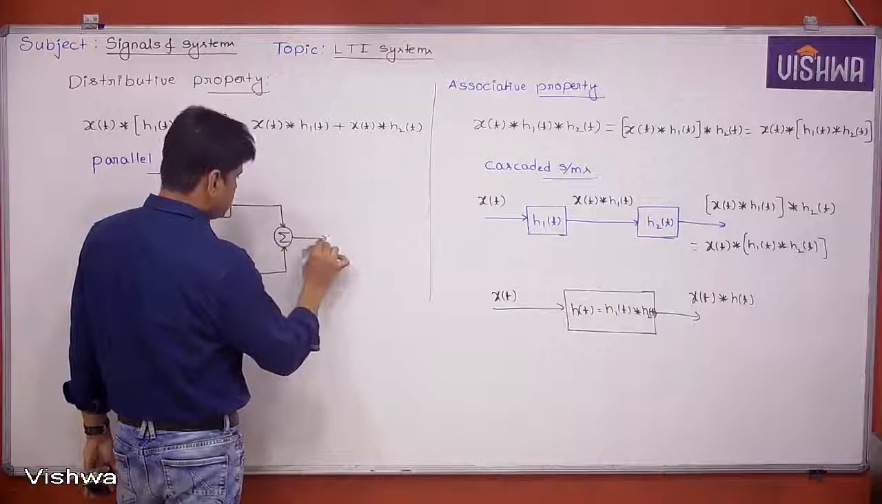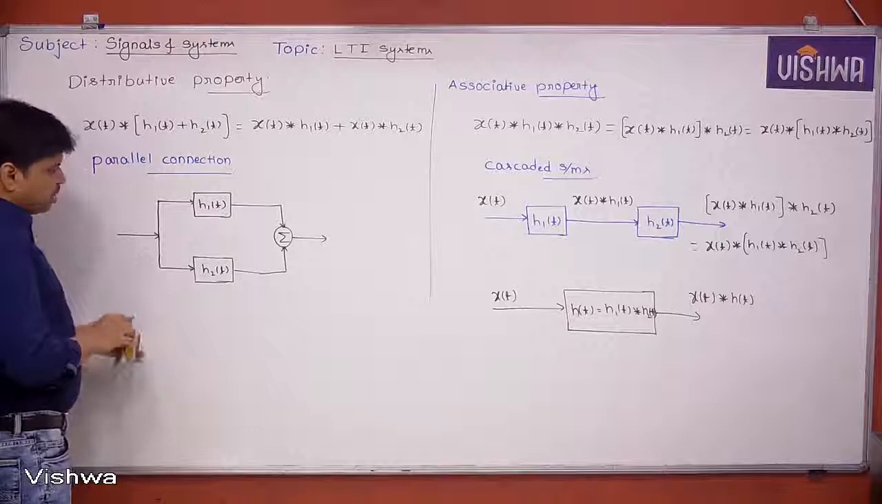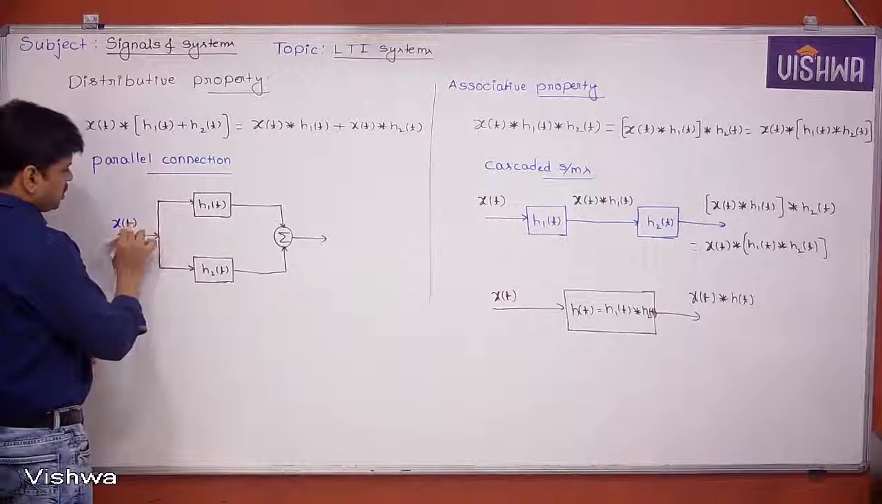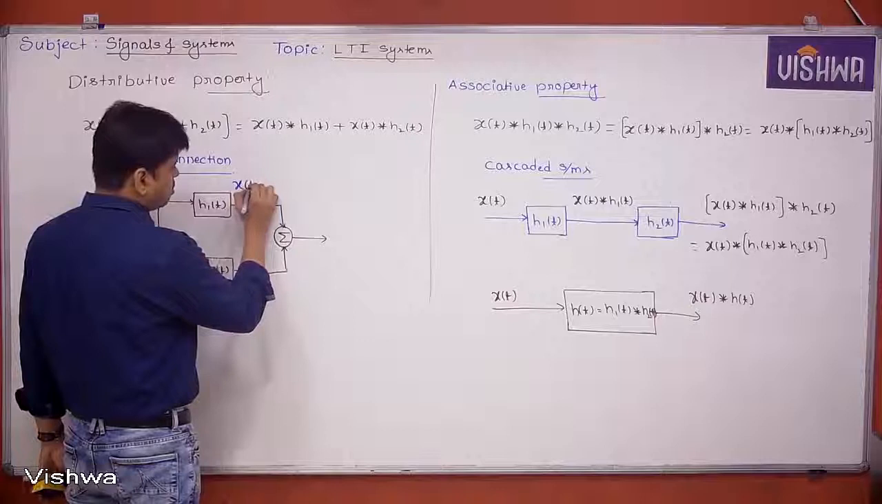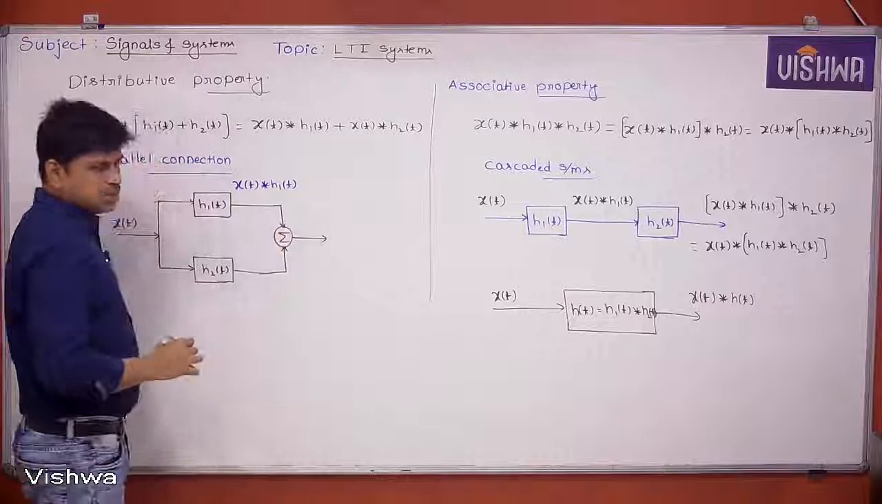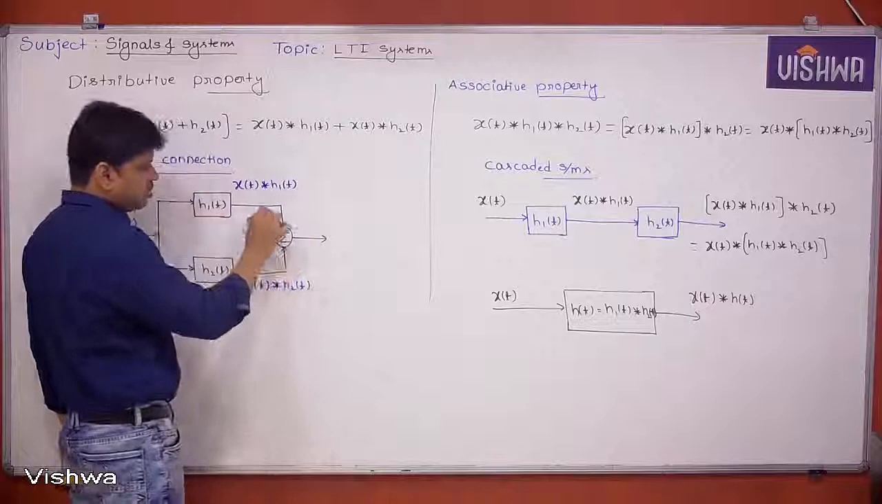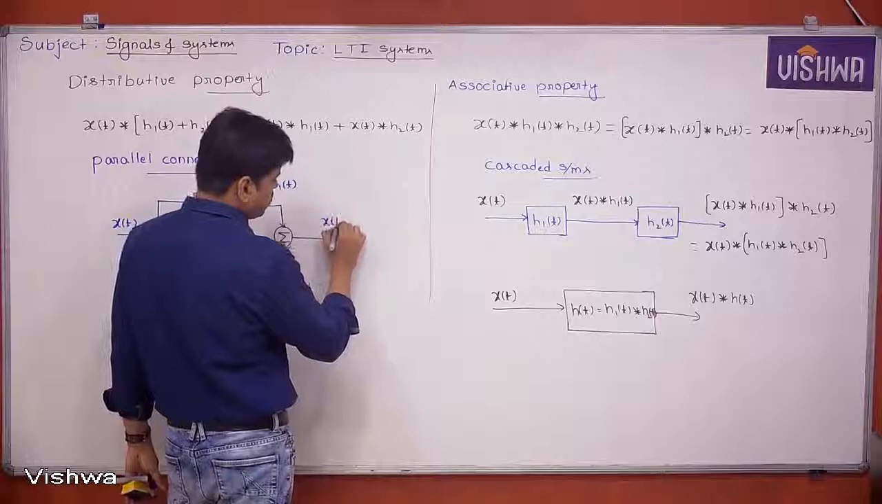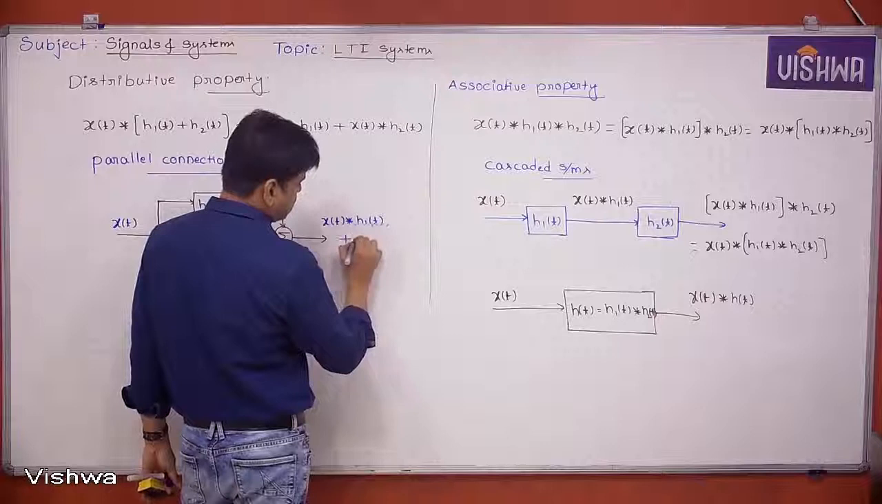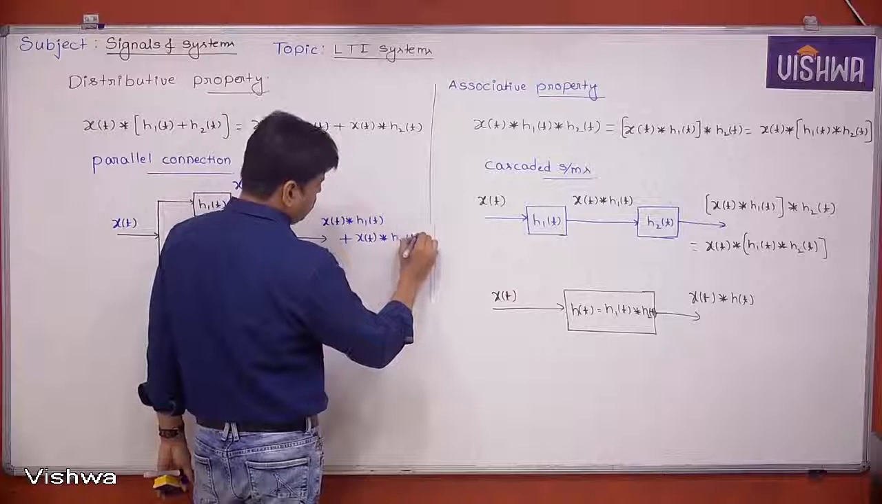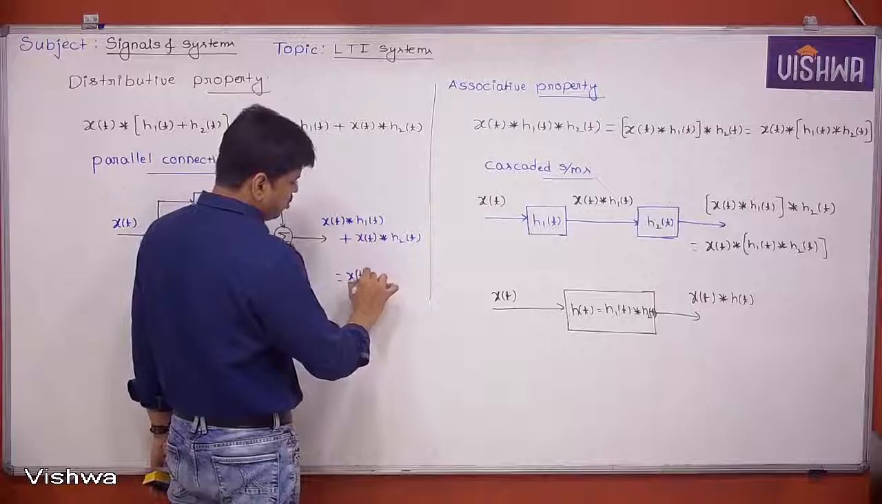Okay. Now you see, if the input is x of t here, the same input goes to h1 of t, so I get the output x of t convolution with h1 of t. The same input goes here, so I get x of t convolution with h2 of t. Then, because it is summing the signals, we get x of t convolution with h1 of t plus x of t convolution with h2 of t. From the distributive property, this is equal to x of t convolution with h1 of t plus h2 of t.